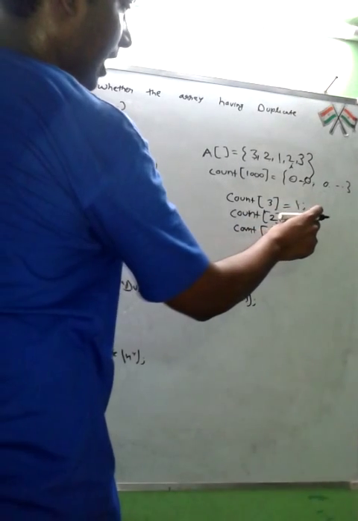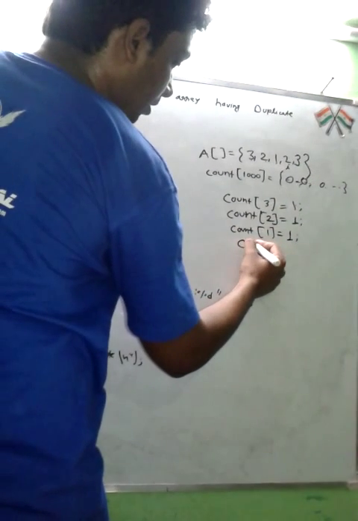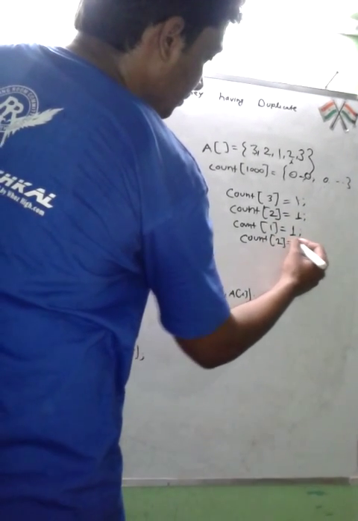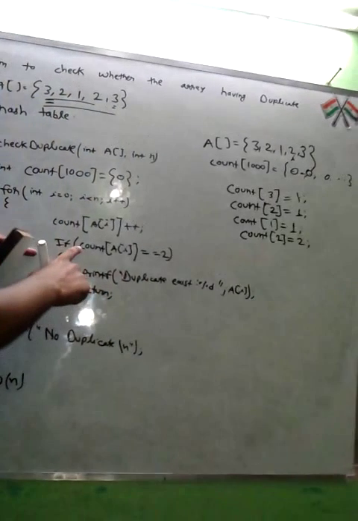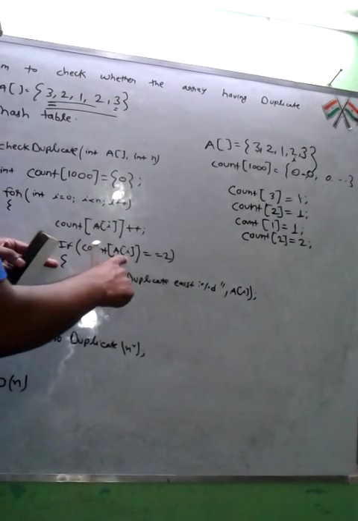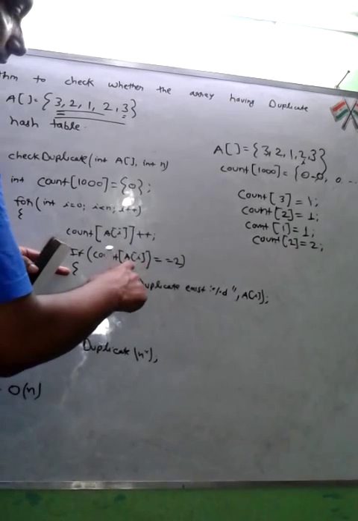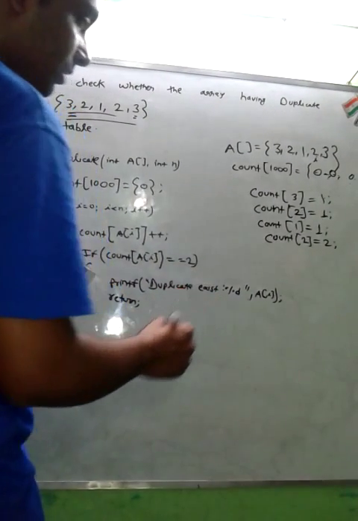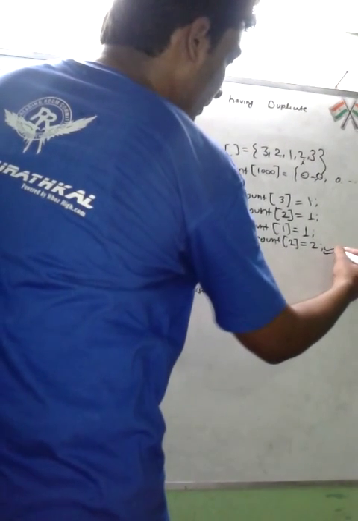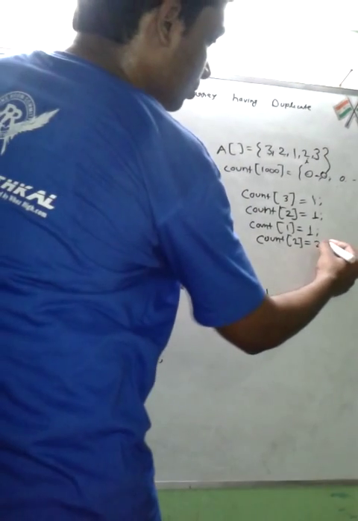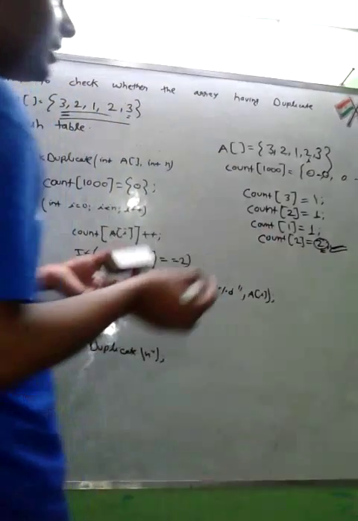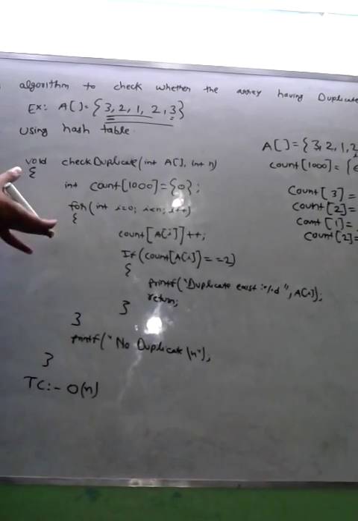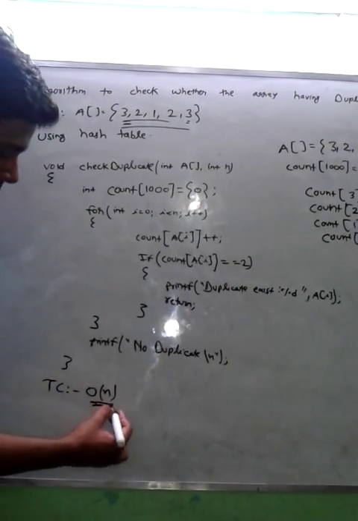Count of a[i] was having 1, so count of a[i] which was 2, so count of 2 will be 2. So we will check count of a[i], which means at the position of 2, equal to 2. Yeah, we have found the duplicate element, so we will print that element a[i]. So 2 is the duplicate item. That means the array is having a duplicate item. So the time complexity for this code is O(n).